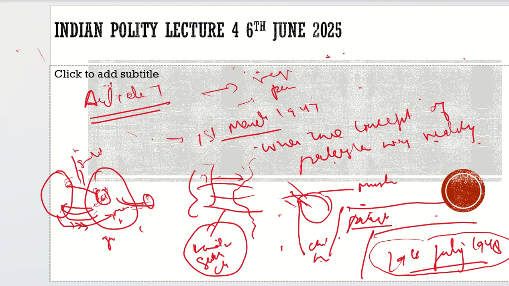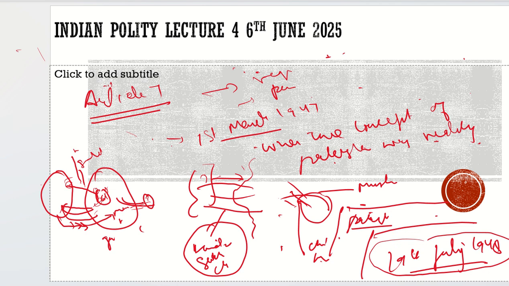Article 7 says if you first migrated to Pakistan, you lost your citizenship. Now you want to come back, but after 19th July 1948. You can come back, but you have to get the permit before entering India, and you have to remain for 6 months here. After that, you will get the citizenship. You have to register here. So this is what Article 7 says.